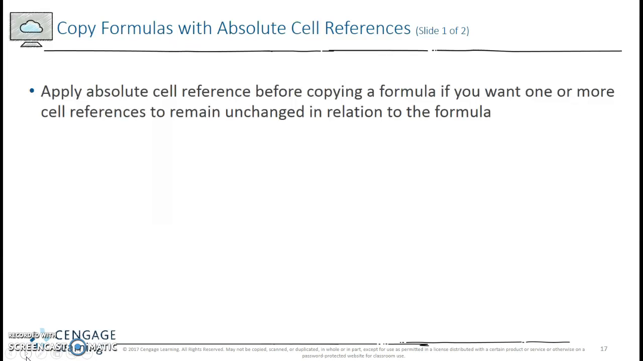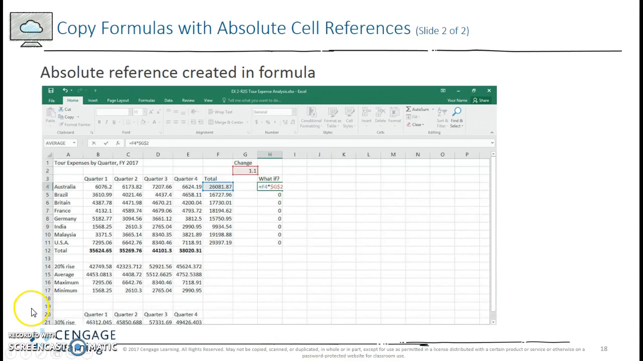To copy formulas with absolute cell references, you copy the formula, and if you want one or more cell references to remain unchanged in relation to the formula, this is how you do it. As you can see, what you've done is you've copied it over here. If you click on this, you can see this is the formula, and then you've pasted it here.